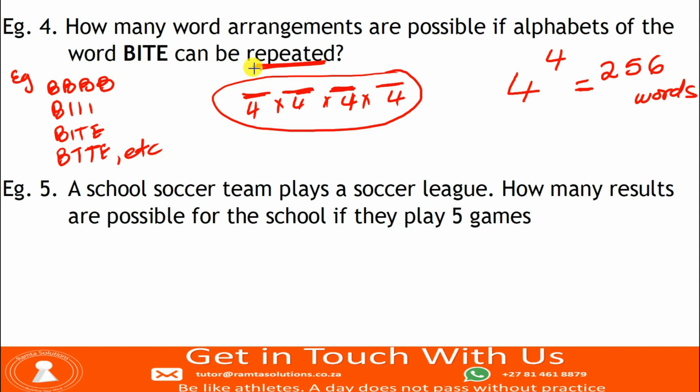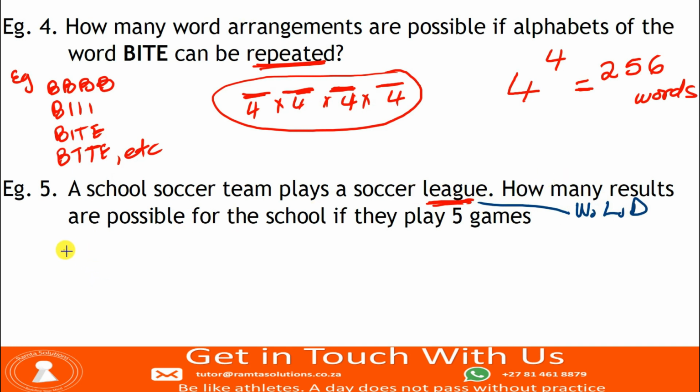Perfect. Now, number 5, they say a school soccer team plays in a soccer league. How many results are possible for the school if they play 5 games? Remember, I'm mentioning here a league. For a league, you have these outcomes: a team can either win, lose, or draw. So there are 3 outcomes. Now your answer will be 3 outcomes, but they play 5 games.